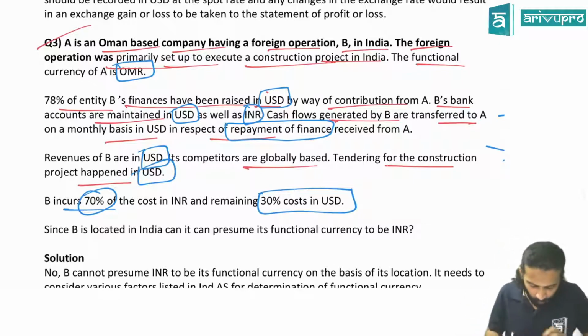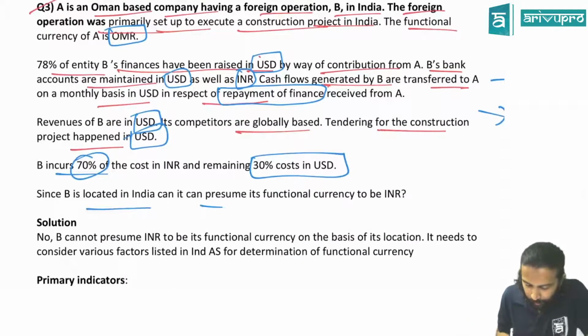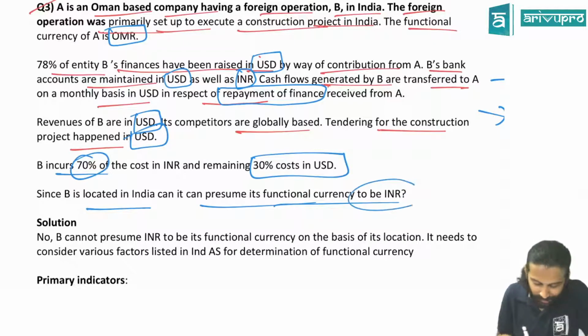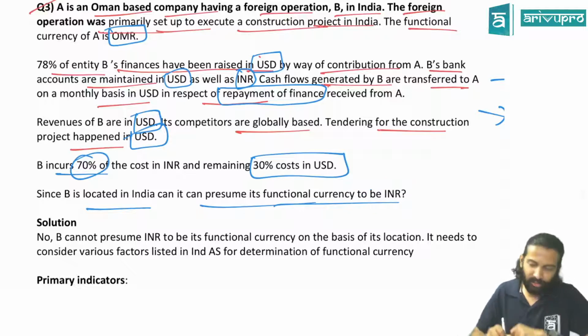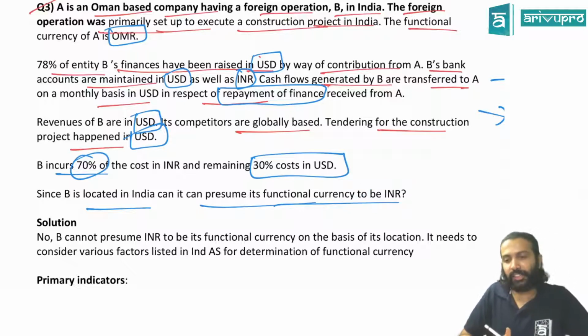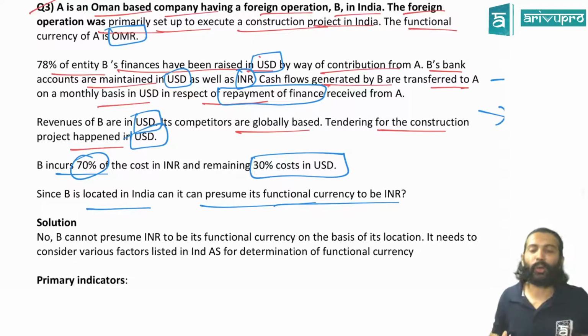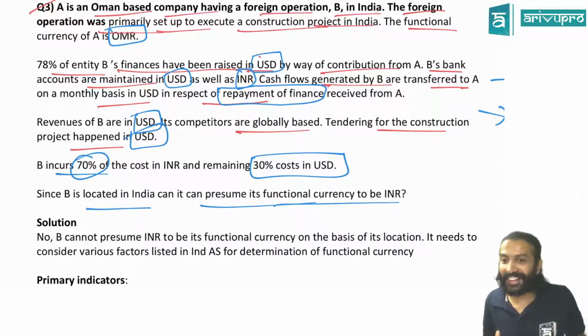Okay, now? Alright. B is located in India. Can it presume that its functional currency is INR? Absolutely not. Just because you are in India, does it mean your functional currency is automatically INR? Obviously not. So how will you answer this question? You tell me. Here both are there.